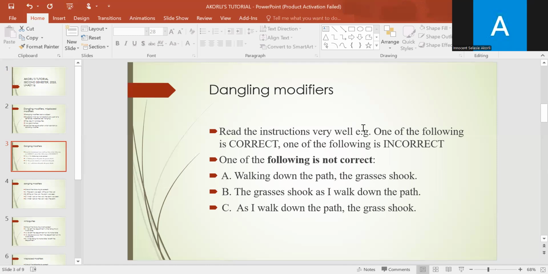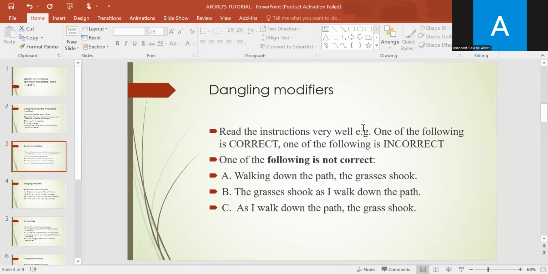So note this: one of these is correct. One of these is not correct. If one is correct, that means there are three that are correct. If one is correct, if only one is correct, then three are incorrect. I repeat, probably I didn't say it well. If one is incorrect, the rest three are correct. And if one is correct, then the rest 3 are incorrect.